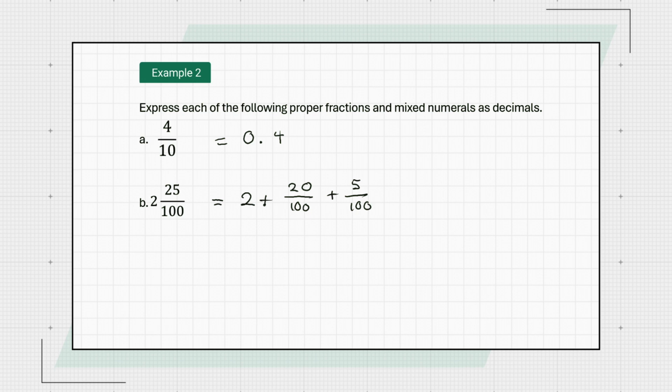Now, 20 out of 100 can be reduced further. It can be divided top and bottom by 10, and the result is going to be 2 plus 2 over 10 plus 5 over 100. Now that we can see that 20 out of 100 is actually 2/10, we can rewrite this as a decimal. 2 is our whole number, point, then 2/10 is just 2, and 5/100 is just 5. So 2 and 25 out of 100 is just 2.25.